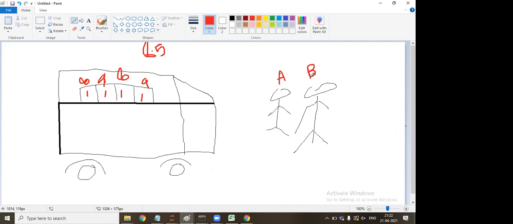When person A went to Nainital, person B called person A and said, how's the bus? He said, it's actually 8.5.